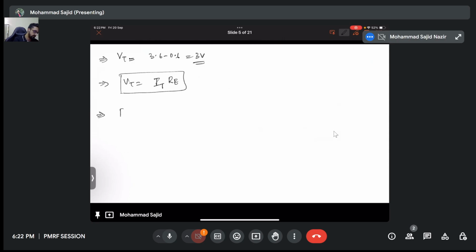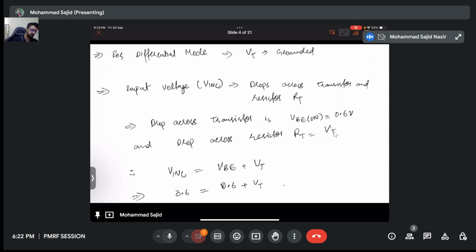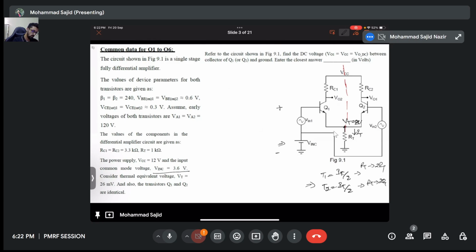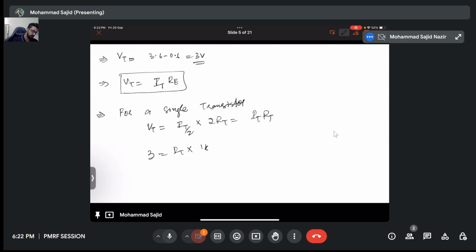So if I write for a single transistor, your VT will be IT by 2 multiplied by 2 times RT, which is IT multiplied by RT. So this is 3 volt, and your RT is 1 kilo ohm. Therefore IT is 3 milliamps. So now we have IT. Now we need to find what is asked in the question, that is, find the voltage V01 is equivalent to V02 is equivalent to V0 DC. Let's call it V naught directly.